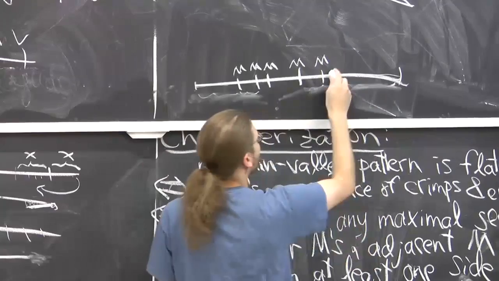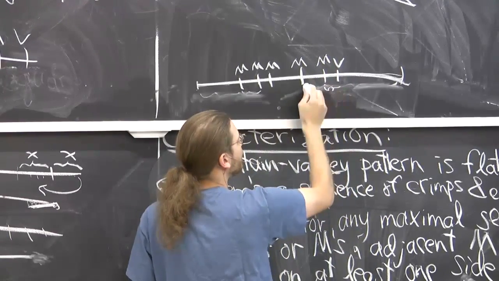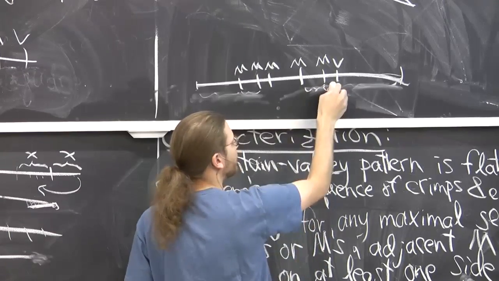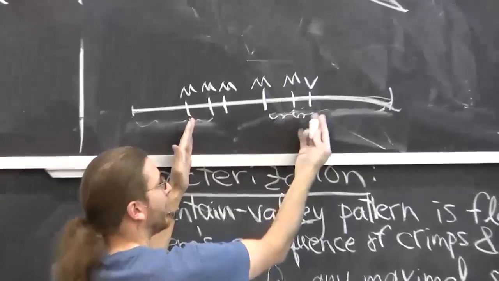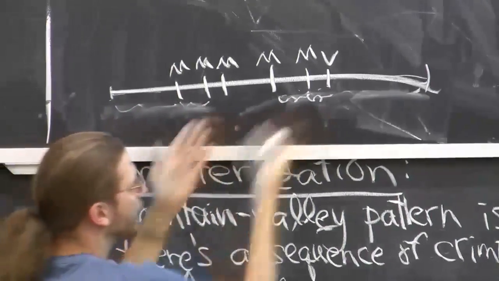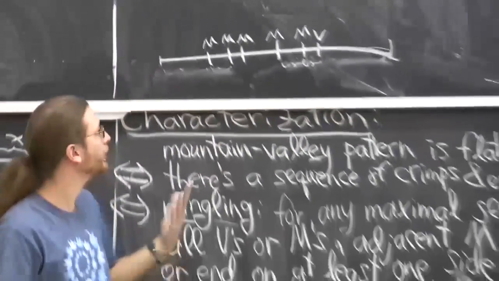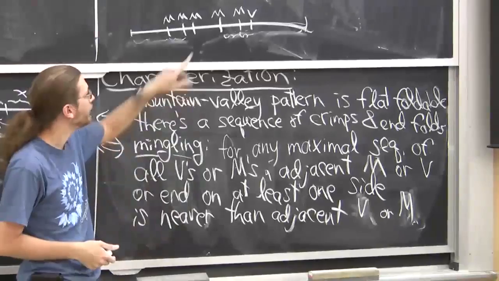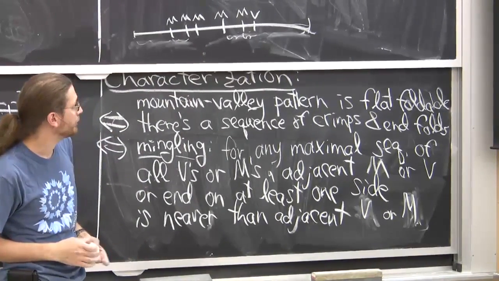But if, for example, I put a valley crease right here, then this is closer than that. This distance is smaller than that one. So I call that mingling, because at least on the right side, the M's are mingling with the V's. On the left side, they're not mingling. But hey, right side's better than nothing. I need this to hold on at least one side. Could hold on both. I claim this thing is flat foldable. Is that true?